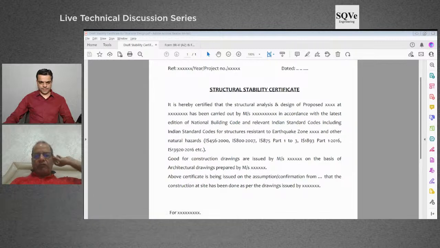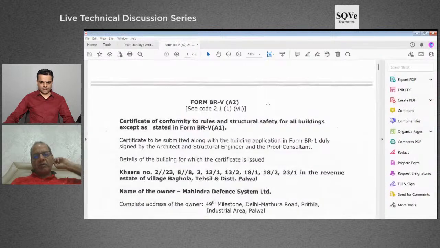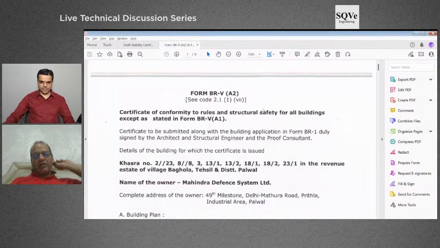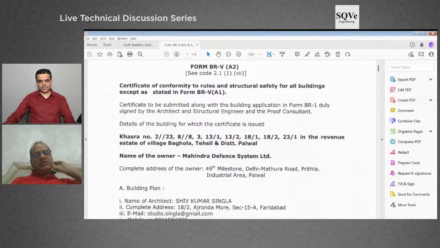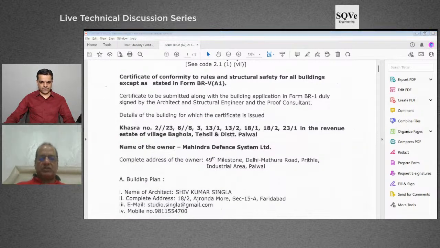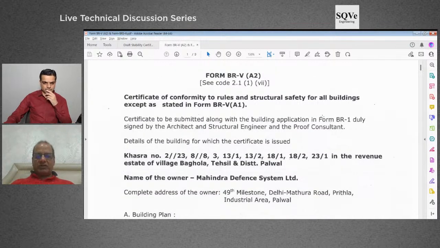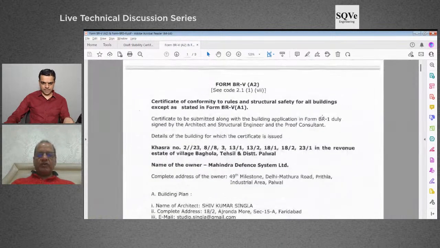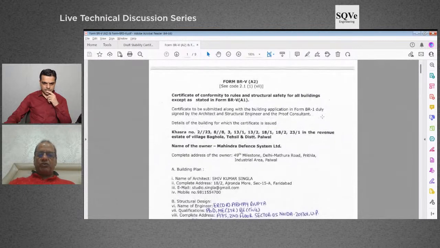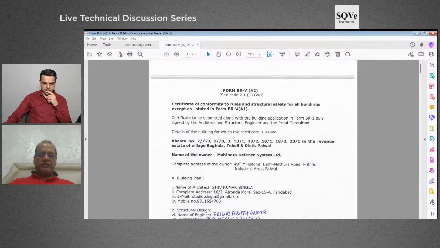Next, another format I have probably shared with you, that is a government department one. This is Haryana BR5. This is required with every submission before the building construction is started, before the design is started rather. They ask architects or the client to submit this format signed by a structural consultant along with the approval: Certificate of conformity to rules and structural safety for all buildings.